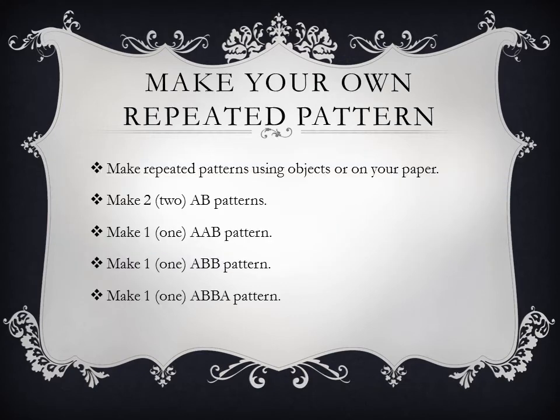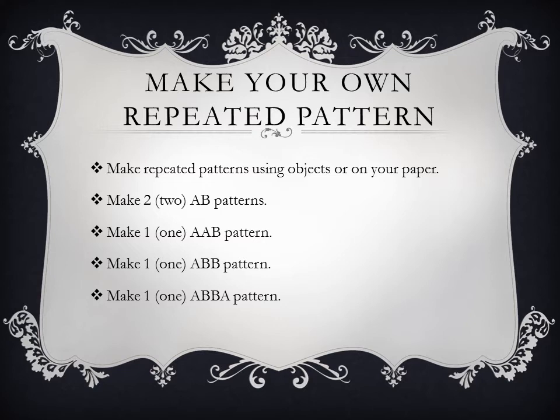Now it's time to make your own patterns. So I want you to find some objects around your house, and they have to be two different types since we have A and B. So you can do pencils and erasers, or you can do Legos and coins, whatever you want to do with that. Or you can make them on your paper. You can draw two different types of pictures and make patterns.